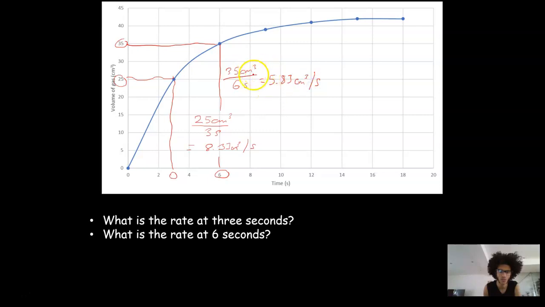Notice centimeter cubed at the top, seconds at the bottom, and that dictates the unit I've got. Other thing to notice here is how the rate is actually decreasing over time, which is exactly what we would expect, because as the reaction goes on, the rate slows down.